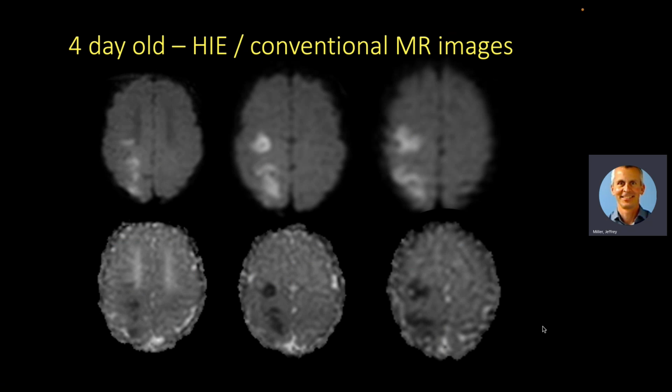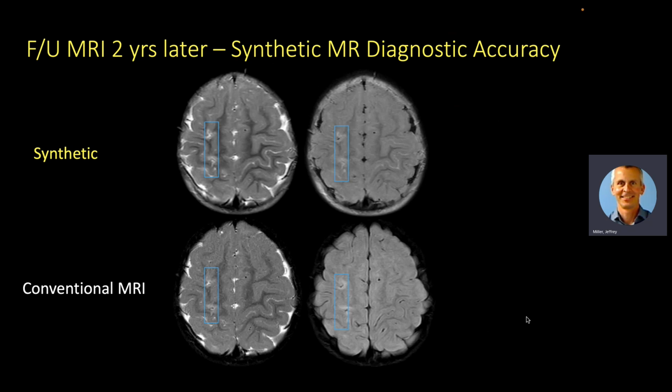And what about pathological findings? This HIE case is another good example. This child had a two-year follow-up MR after her initial injury seen here. And it's no surprise that there were some focal areas of encephalomalacia and gliosis in the previous injury regions, which were comparatively visible both on the conventional MR and on the synthetic MR images.